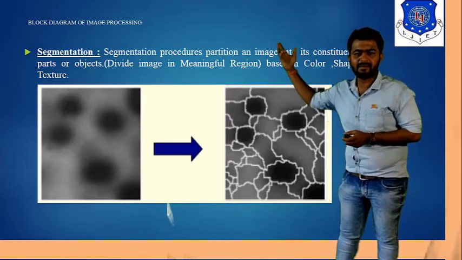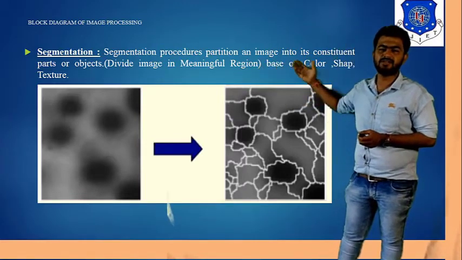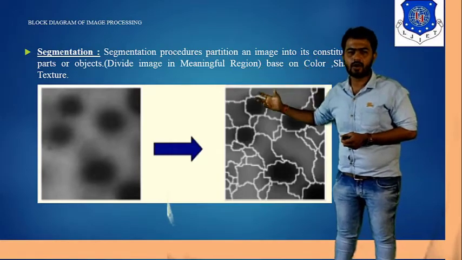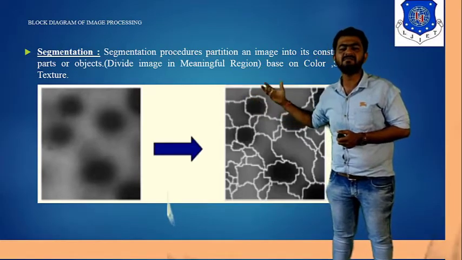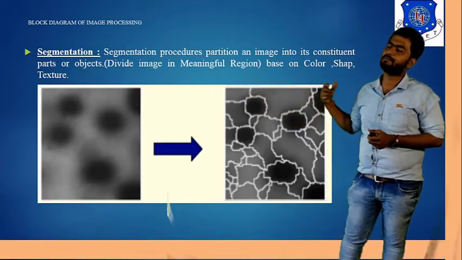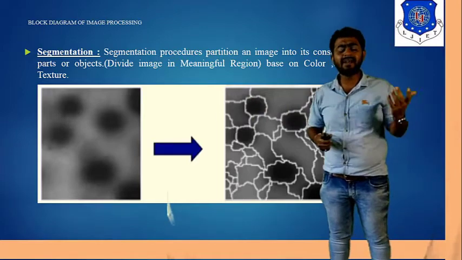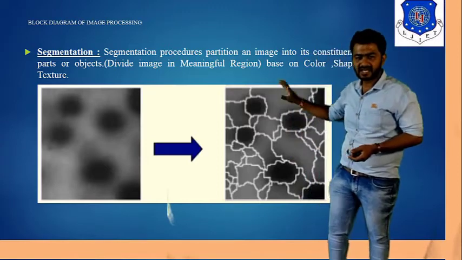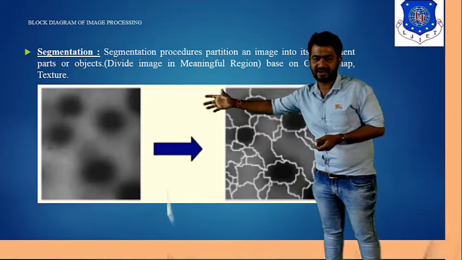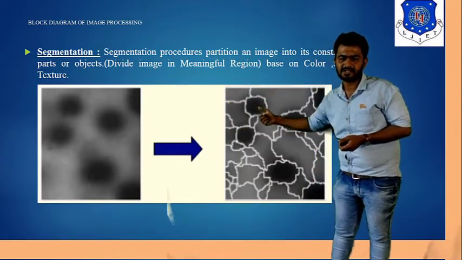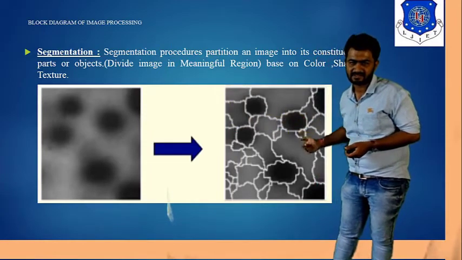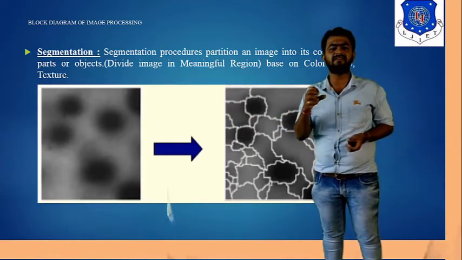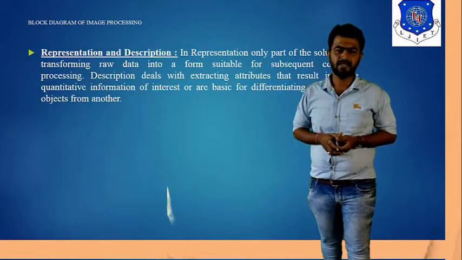So as you can see, the segmentation process is partitioning an image into its constituent parts or objects. It divides the image into meaningful regions based on color, shape, and texture. Color, shape, and texture are the features; it depends on your application which you choose. But as you can see from the images, there are black dots in the input image, and after applying the segmentation, you can clearly see the differences. And we are extracting the content from the image.